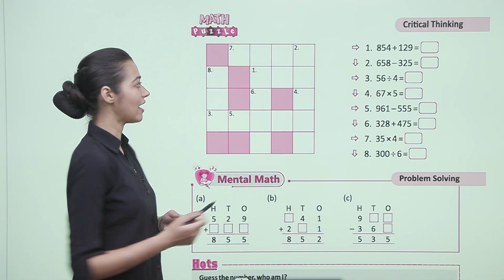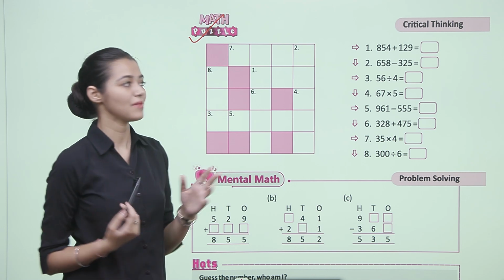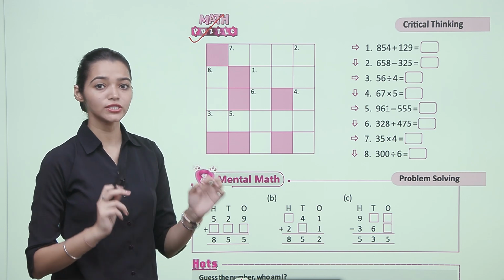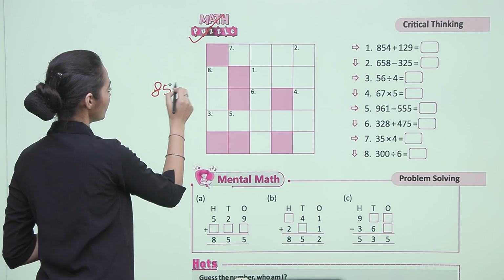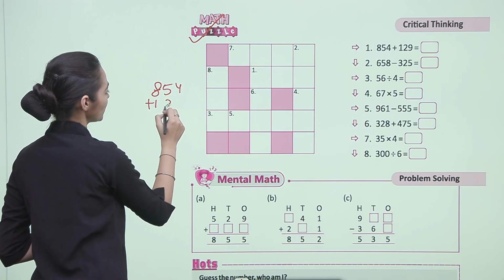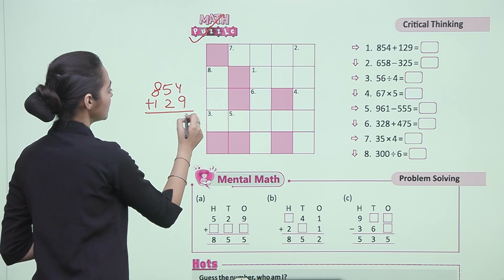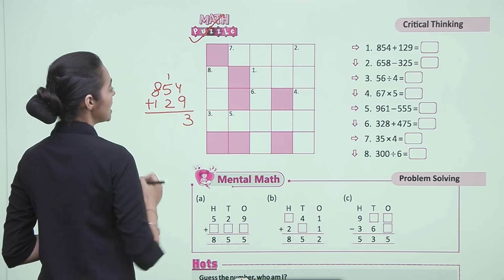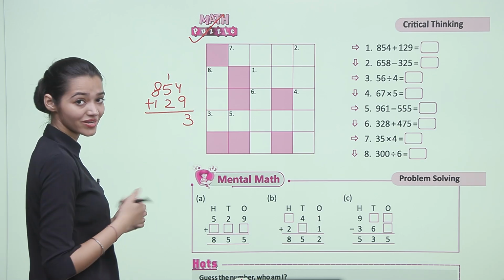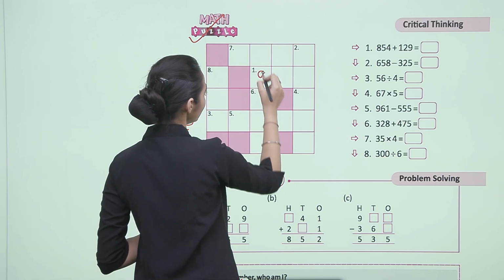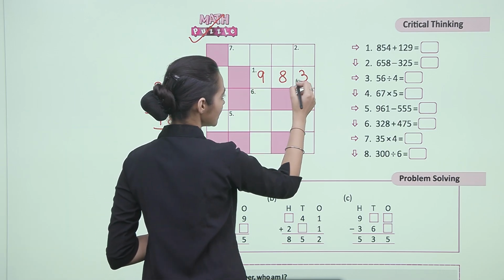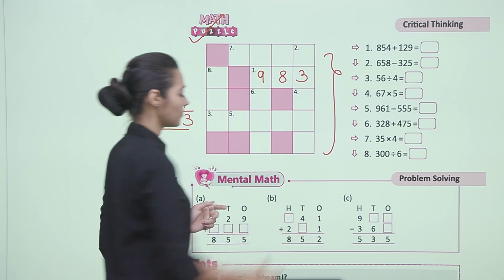In the next one, we have maths puzzle. 854 plus 129. 854 plus 129 becomes, 5 plus 2 is 7 plus 1 is 8. So, 983, and here we will fill 983 in the puzzle. That's how you have to complete this whole puzzle.